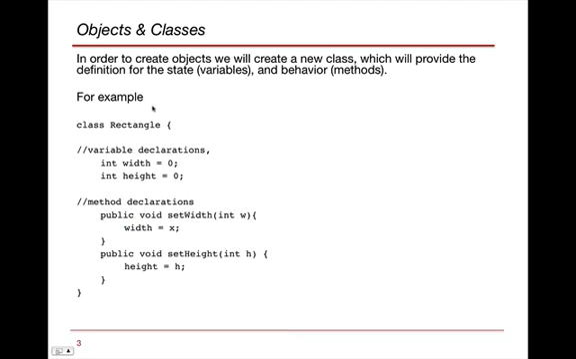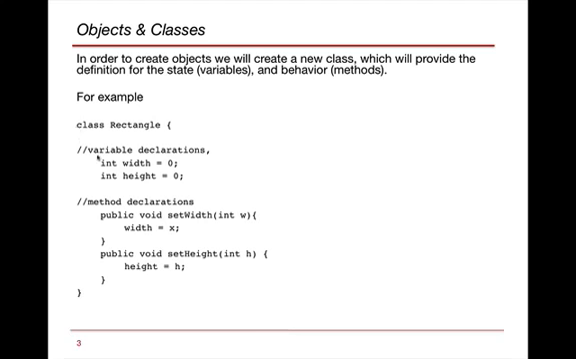In order to create objects, we need to create a new class, which provides the definition for the state and behavior. So we will create this class, rectangle. Now, this is not a public class. The public class is the one that will contain the main function. Any other class doesn't need the public keyword in front of it.